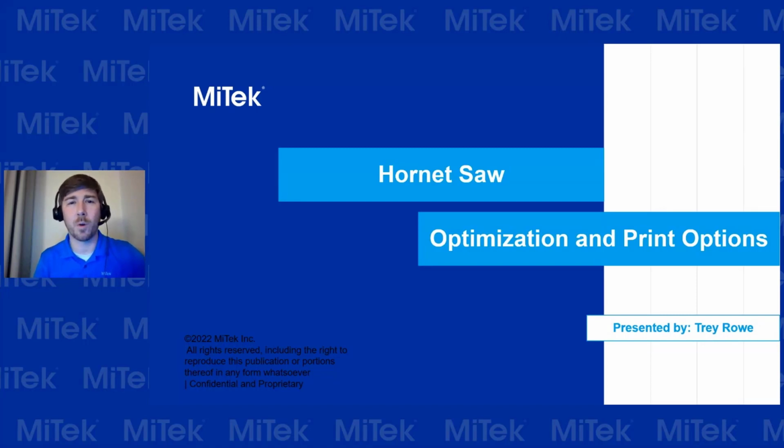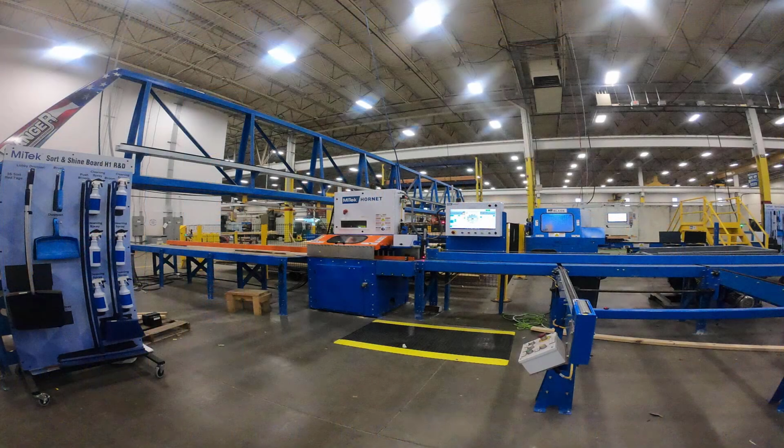Today, we are going to talk about the Hornet saw, specifically about optimization and the print options that come with the saw. If you're not already familiar with our Hornet saw, it is an upcut saw that is highly efficient and does a very good job marking the cut boards. Often it's used for wall panels, but it can also be used for pre-cut jobs and other uses as well.